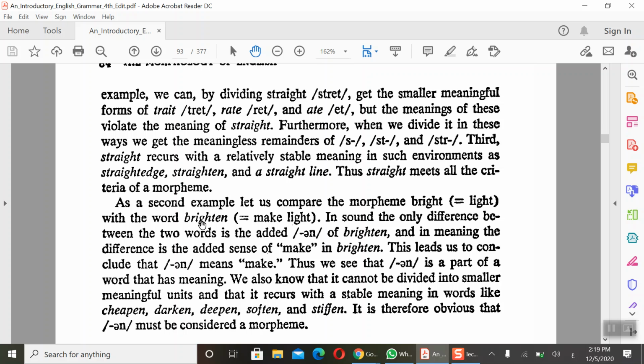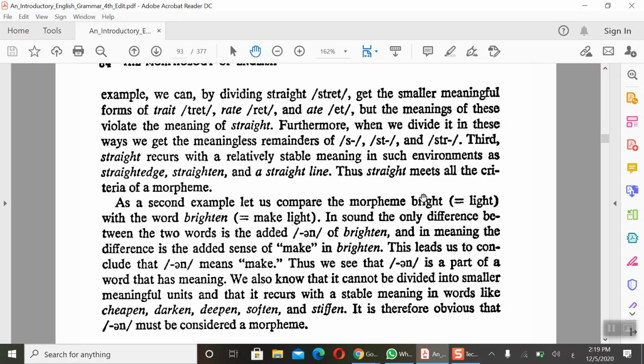So we have bright, and brighten when we add en. If we want to analyze bright, it is the same thing. It is a word that has meaning. If we want to divide it, we will have right from bright, then bit. The meanings of these words are different from bright.